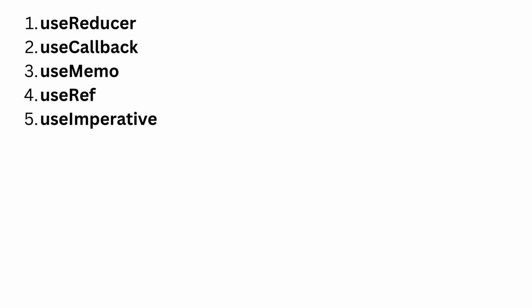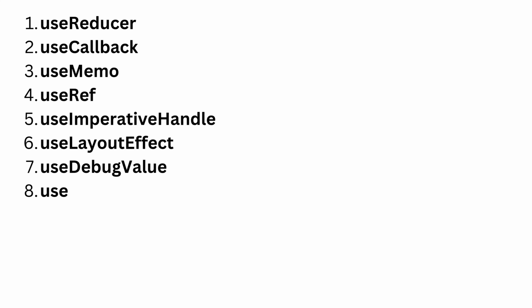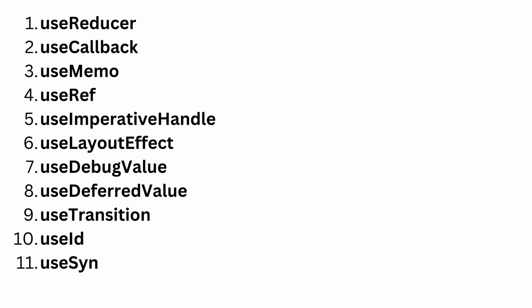So those were the basic hooks. But React doesn't stop there. With the release of React 18, we now have a total of 15 built-in hooks that cover state management, side effects, performance optimization, and more. These additional hooks give developers powerful tools to build faster, more efficient, and scalable applications.